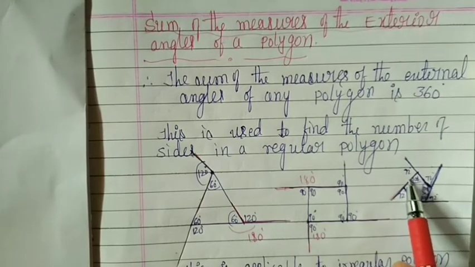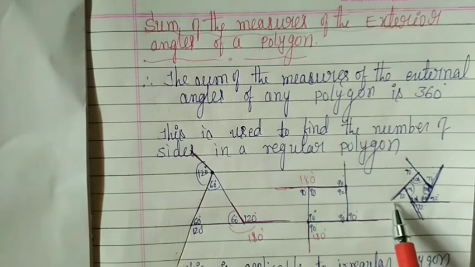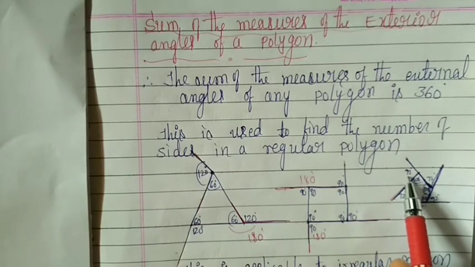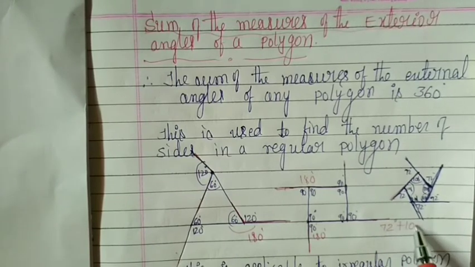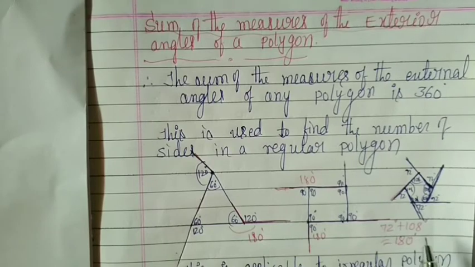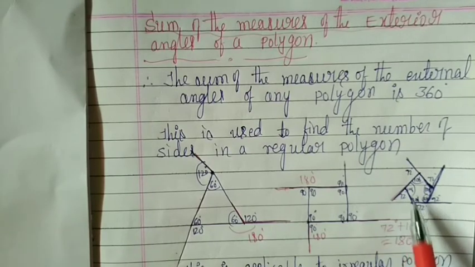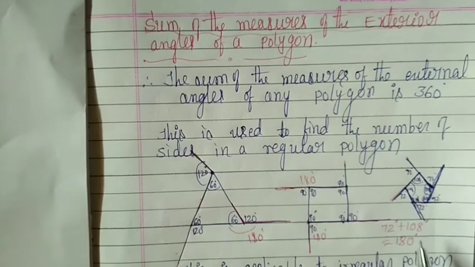In 5 sides, 1, 2, 3, 4, 5. With 5 sides, 72 degrees plus 108 degrees is equal to 180 degrees. Once again, 72 degrees plus 108 degrees is equal to 180 degrees.